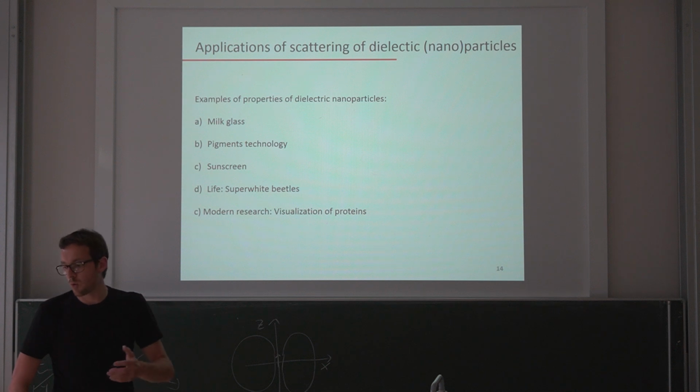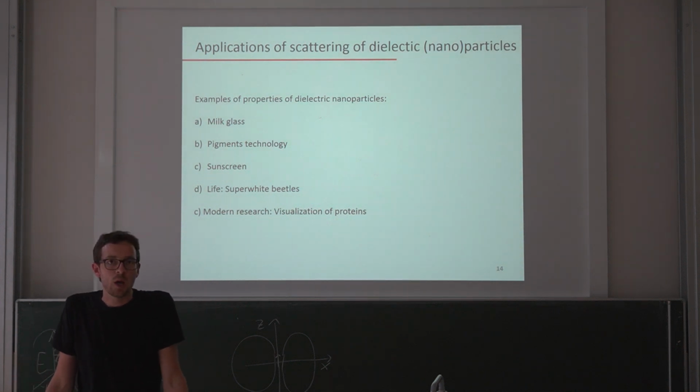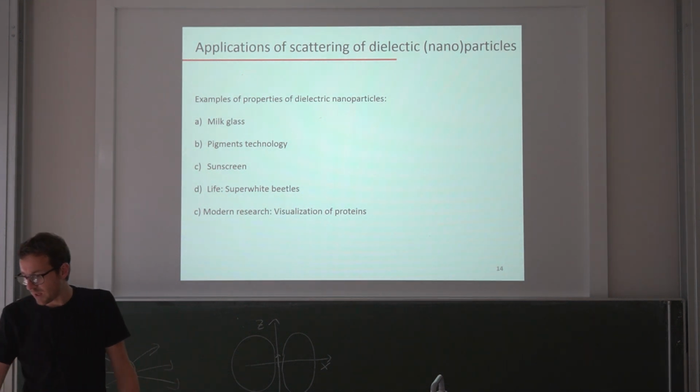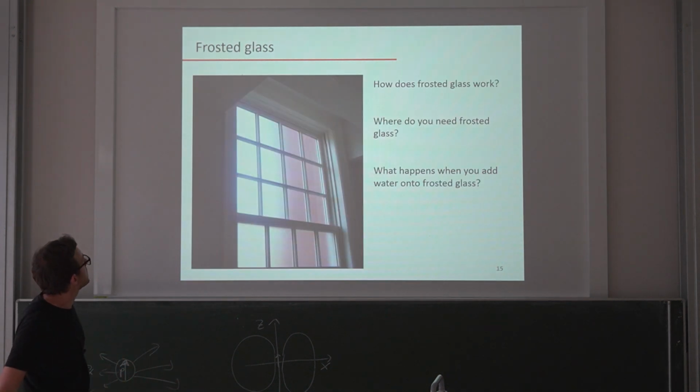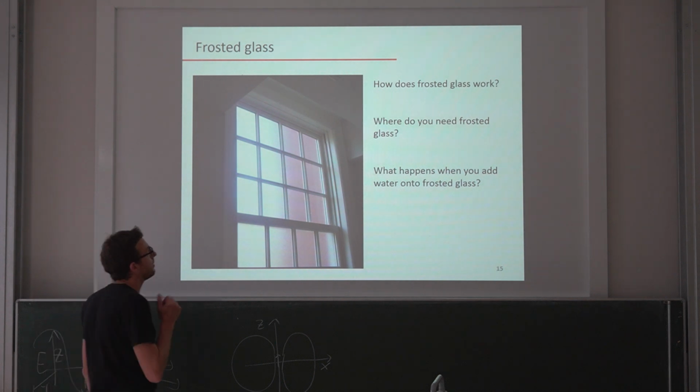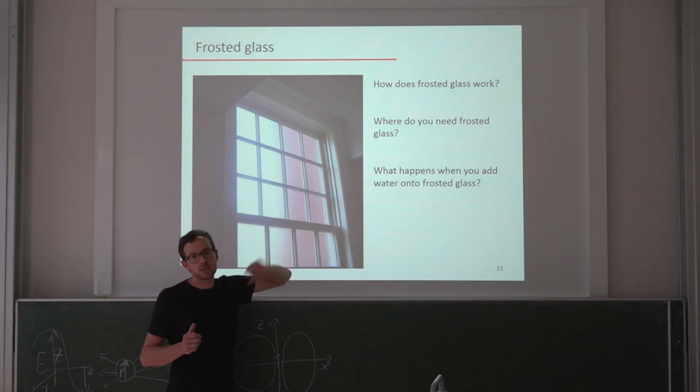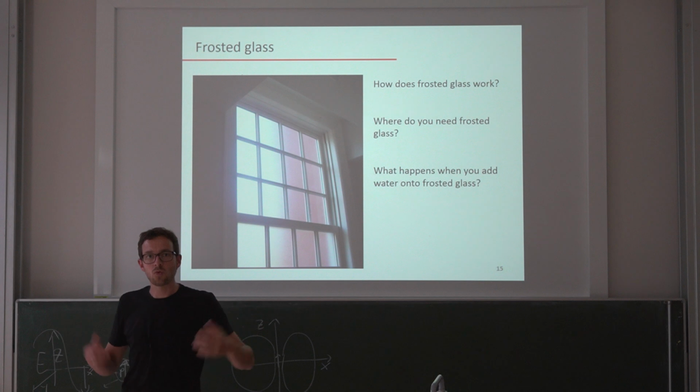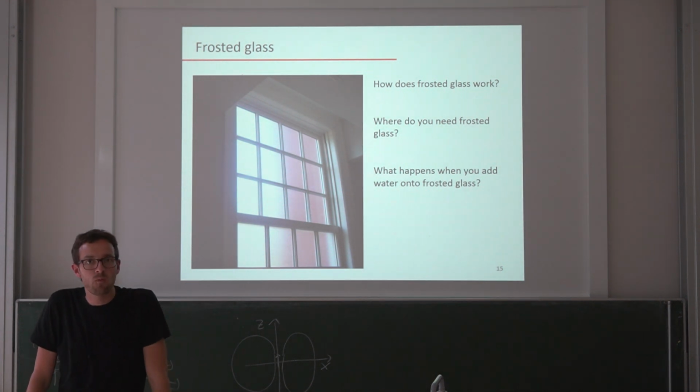And I just want to walk you through a couple of different kind of aspects where one can use this. And what I want to start with is frosted glass. So frosted glass, where do you need frosted glass? This is maybe the easiest. Typically something you find in bathroom windows because you do not want to be watched while you go to the toilet or take a shower.